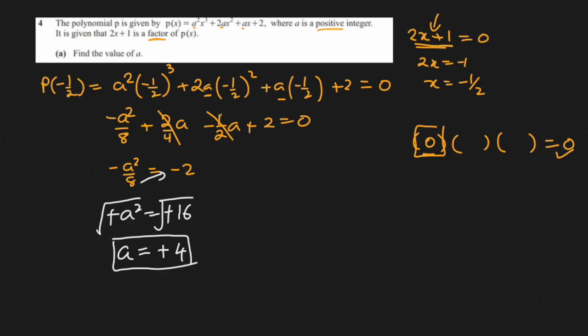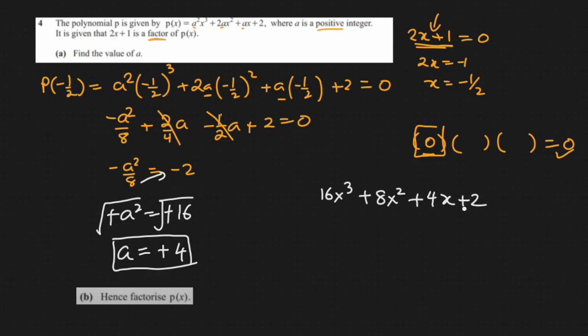Okay. Now they're saying that hence factorize p of x. We have to factor it. So what will we do? First we will substitute the 4 into the main equation. So our main equation becomes 4 squared, 16x cubed, then 2 times 4, 8x squared, then this a is 4, so 4x plus 2. This becomes our actual polynomial.